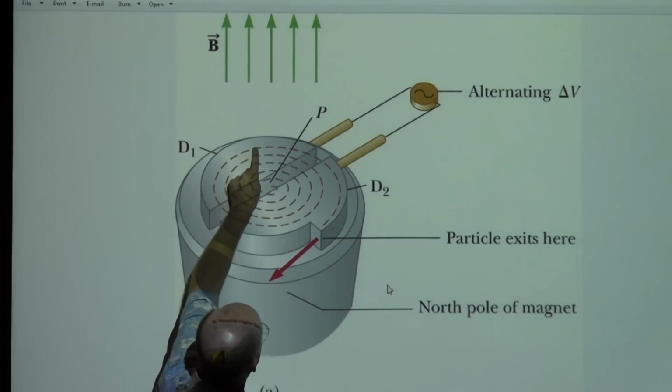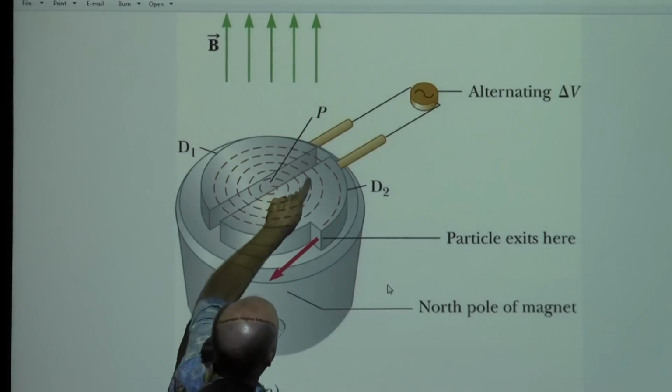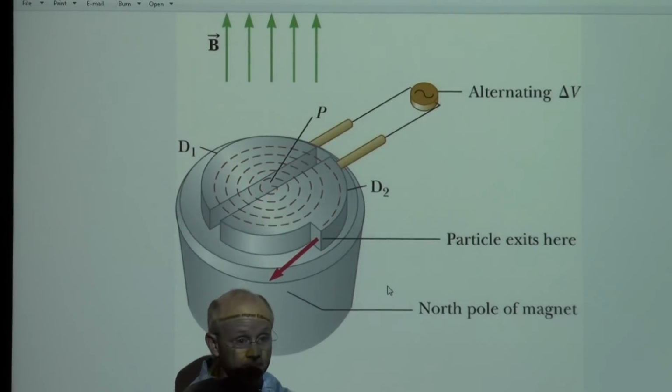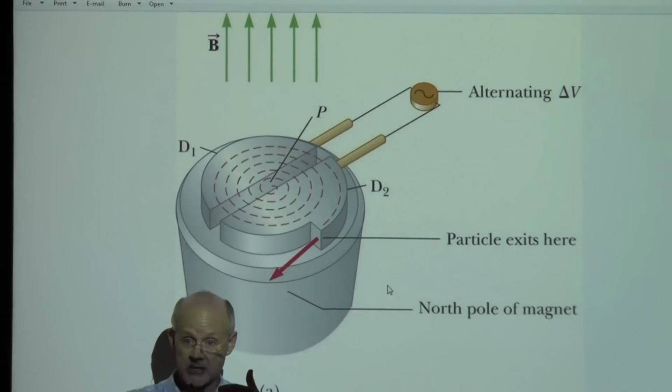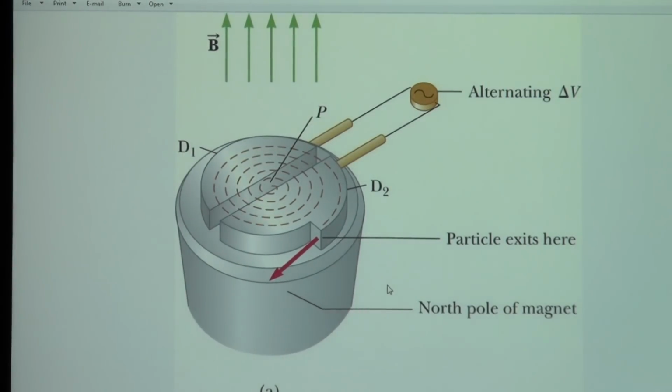But when it comes around in a circle and gets to this little opening, like I said, if this plate is negative, from here to here it speeds up. As it goes from one side to another, it is speeding up. It has an electric force. Can a magnetic force ever make them go faster?